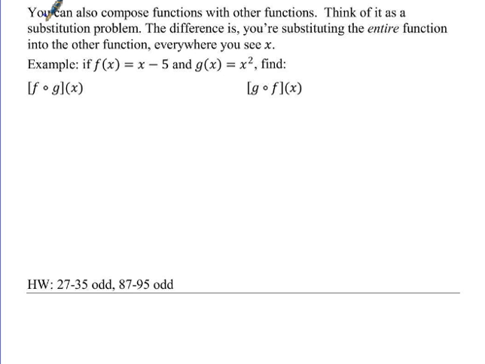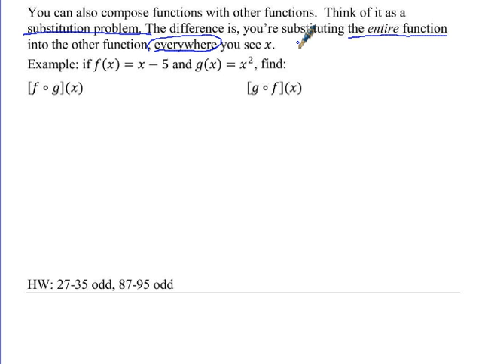So, compose functions with other functions. Think of it as a substitution problem. Really, that's all it is, but you're substituting an entire function in. The difference is you're substituting the entire function into the other function everywhere that you see that variable. So if you see that variable 2 or 3 times, you're going to have to make that whole substitution 2 or 3 times and then simplify from there.